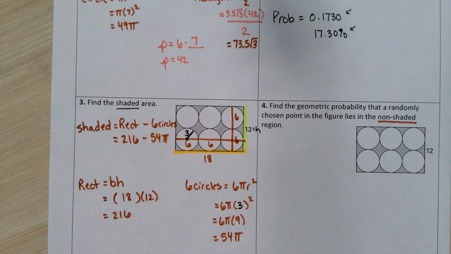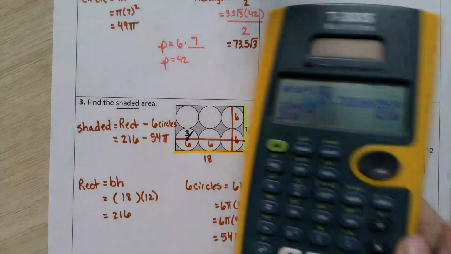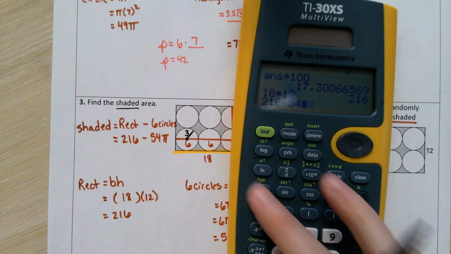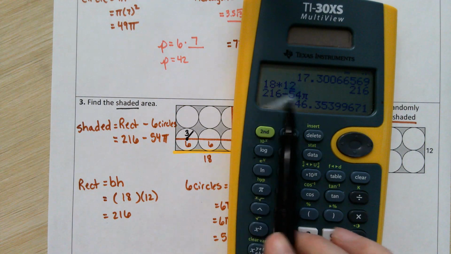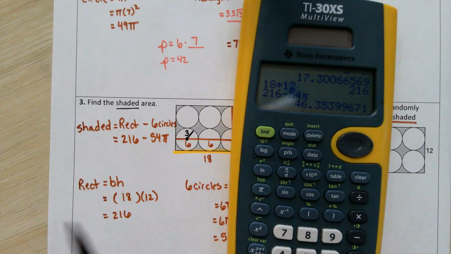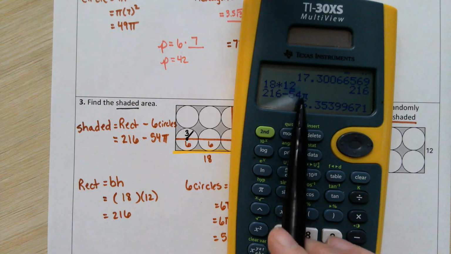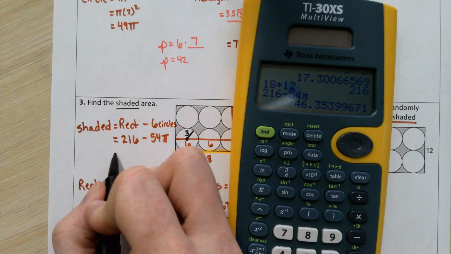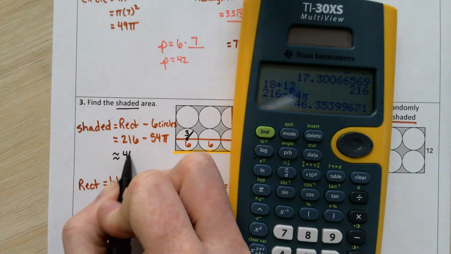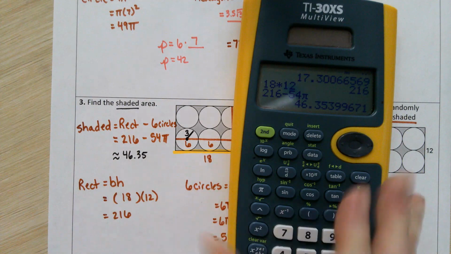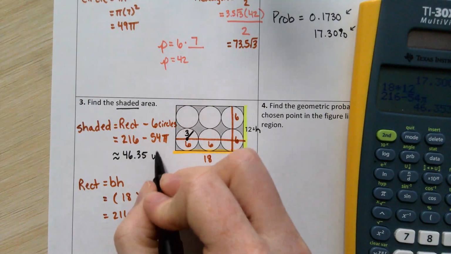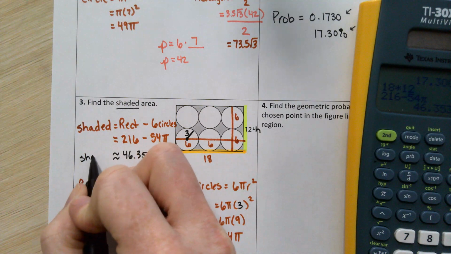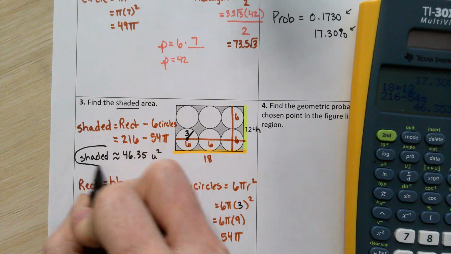So all that's left for us to do to find that shaded area is to take 216, subtract away 54 pi. We want to do that all at once. Don't do the subtraction and then attach the pi. The pi is only part of the 54. So 46.35. Again, we just have generic units that are being squared for our shaded area.